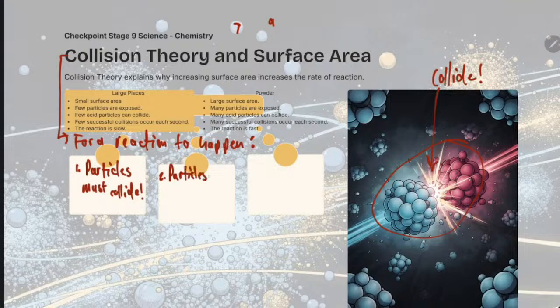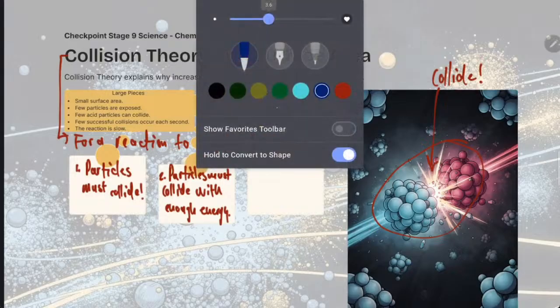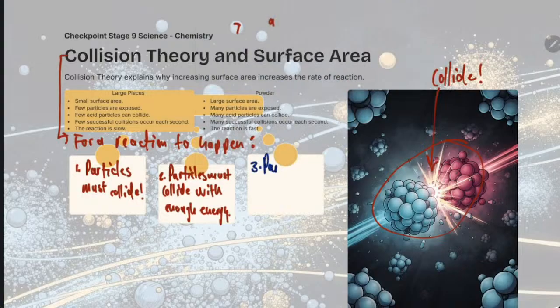And number two, particles must collide with enough energy. Particles should have enough energy for a collision. They must collide with great energy. And number three, particles must collide in the correct orientation. In the correct orientation. Are we together? Particles must collide in the correct orientation. Are we together, student?